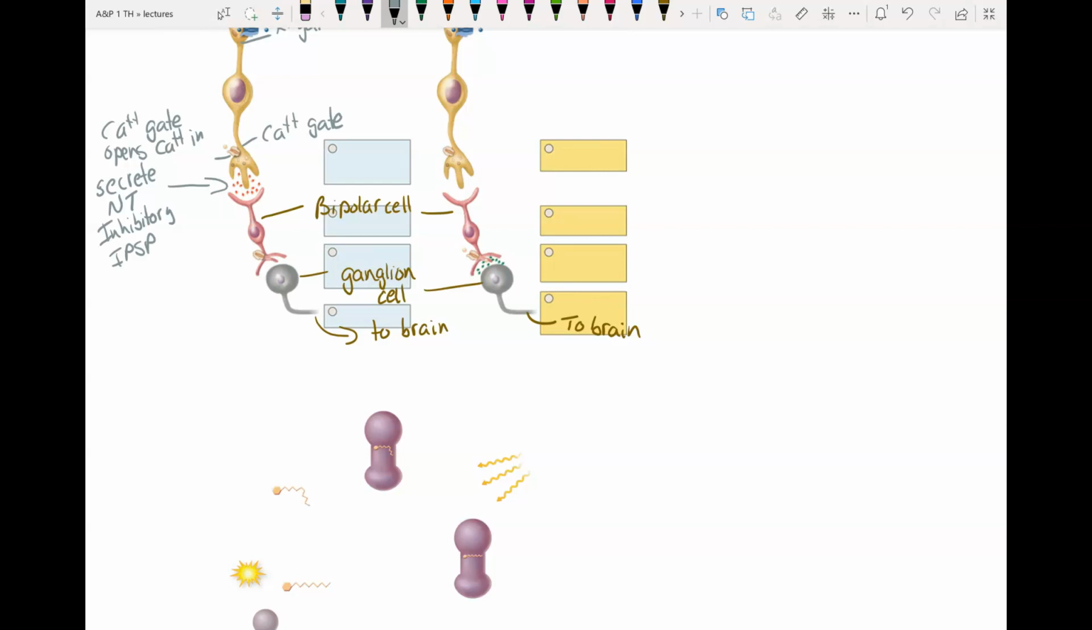Because we're having IPSP, that means we lower the voltage on the bipolar cell. Remember, IPSPs prevent an action potential in the next cell. So there is no action potential in the bipolar cell. That means we have no neurotransmitter here, which means we have no action potential here, which means no signal to the brain.